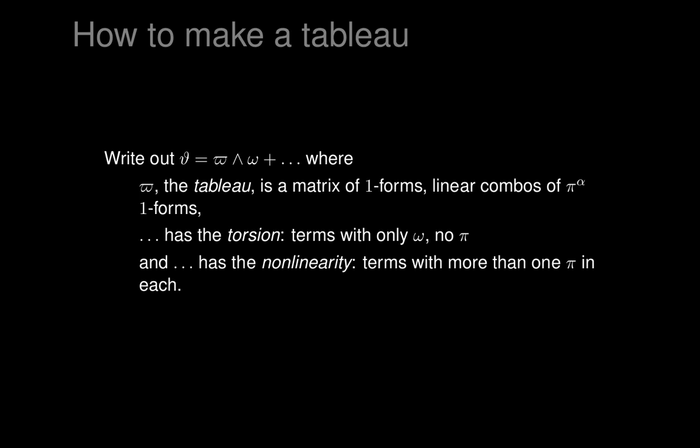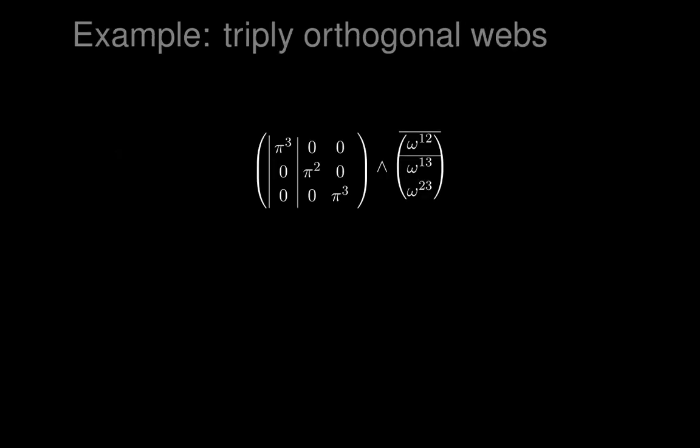So we've organized that all of the two forms, three forms, and so on, forming a basis for all those higher degree forms in our exterior differential system, are written as wedge products of pi's with omegas in a tableau, and then these dot dot dots, the torsion terms, pure omegas, and then the nonlinearity terms, terms with more than one pi. Let's see if we can do it in an example.